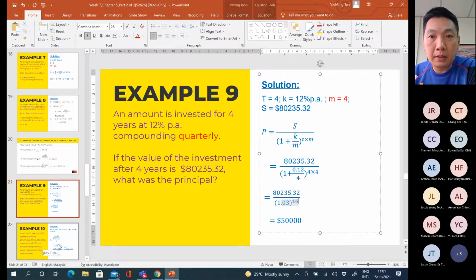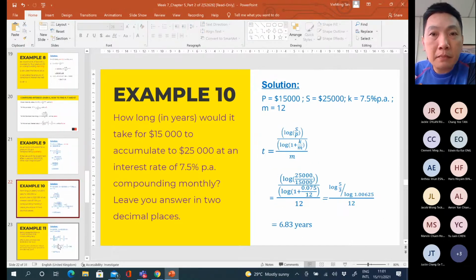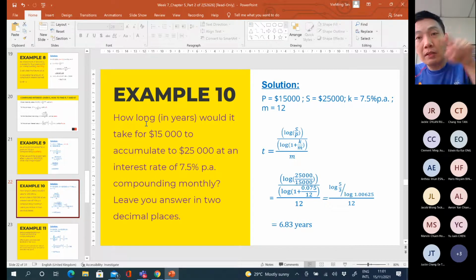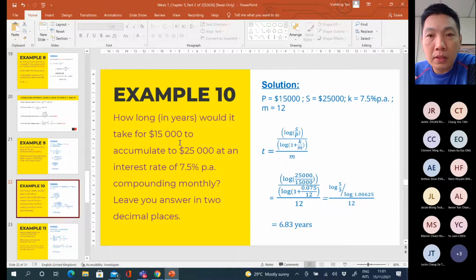Okay, next example. Example 10. Now you're asked to calculate how long. So that means the T. You're asked to get a T value. How long does it take for 15,000 to accumulate to 25,000. So this is the P, this is the S, logic, right? This is the S, this is the P. At an interest rate of 7.5% per annum, compounding monthly.